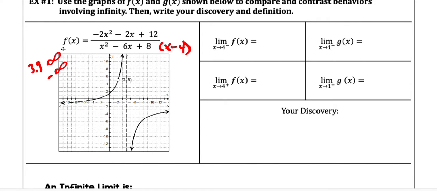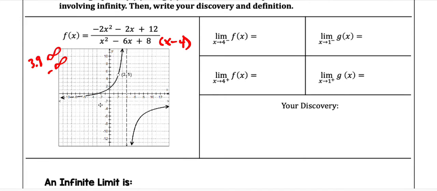So this is what we did for the last couple sections. We didn't have to do it a lot, but that's what we did do. And same with 4 from the right, you would plug in 4.1. All you're trying to do is figure out if the answer is positive infinity or negative infinity.